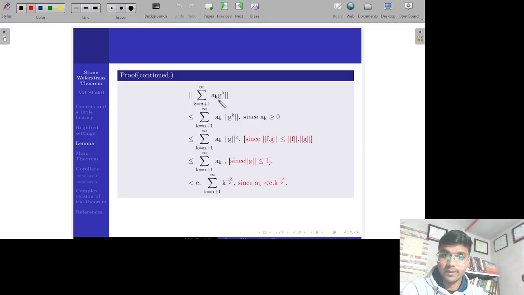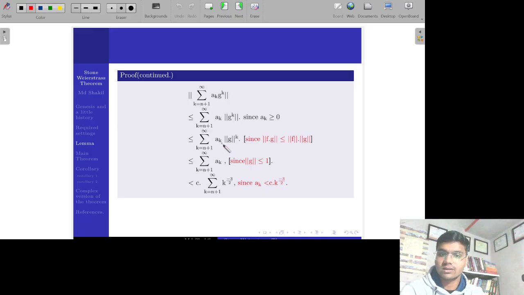Now when we take this norm inside the summation, this equality becomes an inequality. It will be less than or equal to the summation of a k times the norm of g raised to the power k, and this a k will go outside the norm because a k is already positive. And again, the norm of g to the power k is less than or equal to the norm of g raised to the power k, since the norm of f times g is less than or equal to norm f times norm g.